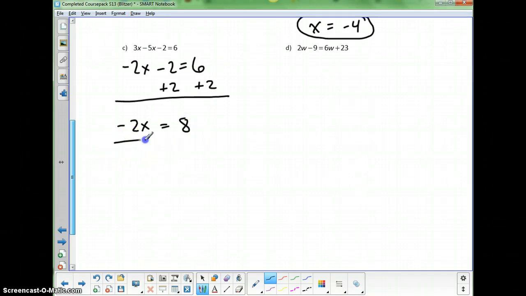And then it's negative 2 times x. To get x by itself, we're going to divide by negative 2. So I get 8 divided by negative 2 is negative 4.